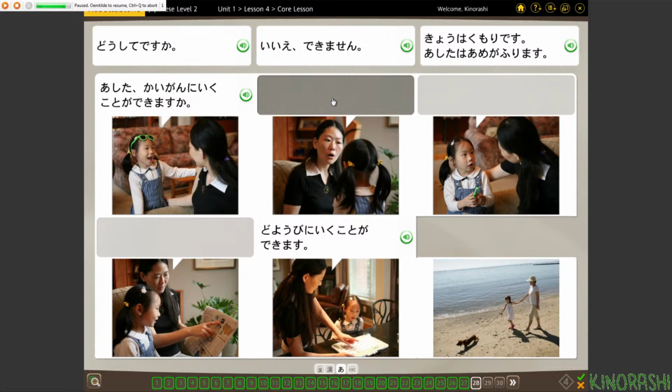Let's see. いつ is when. Oh yes, iku, to go. It's the normal instead of the polite. Yeah, normal present tense of it, iku.